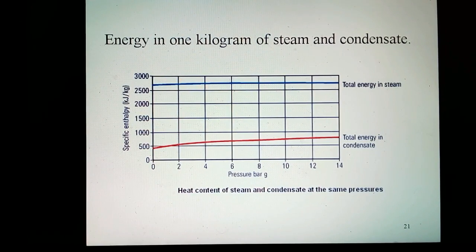The amount of energy in a kilogram of steam and condensate at the same pressure. The percentage of energy in condensate to that in steam can vary from 18% at 1 bar gauge to 30% at 14 bar gauge. Clearly, a liquid condensate is worth reclaiming.